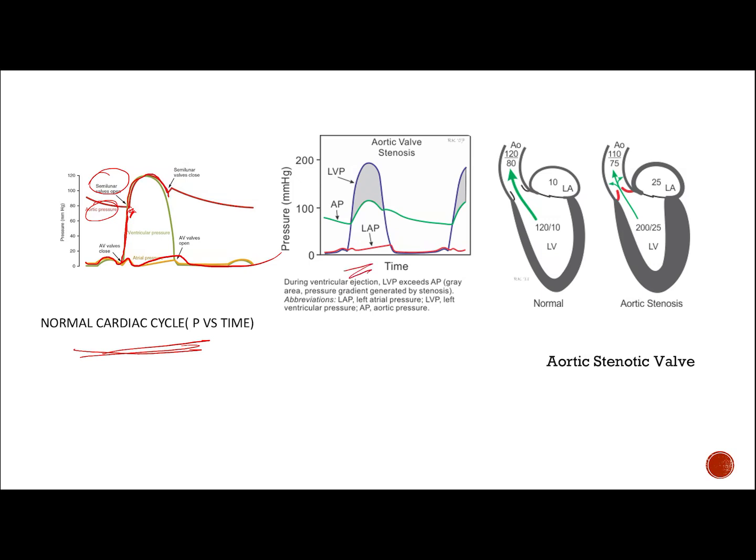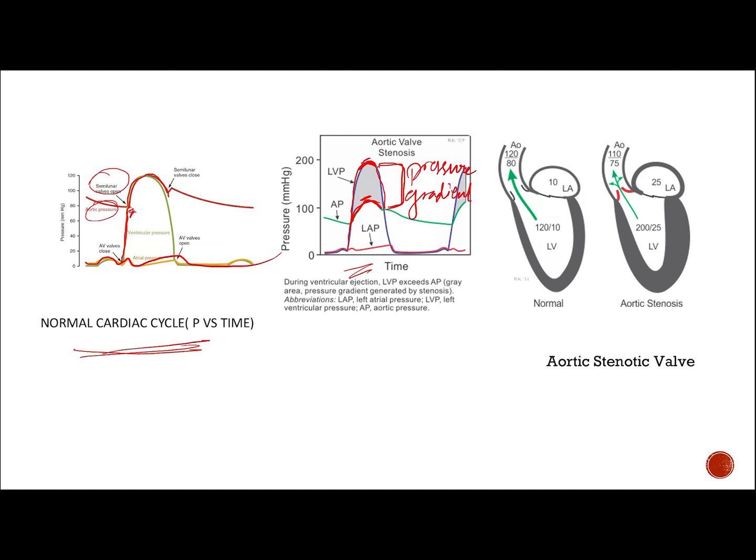But in aortic stenosis, as the ventricular pressure rises, the aortic pressure cannot rise as much as the ventricular pressure because the pressure is not transmitted into the aorta because of the stenosis. That means the ventricle will have a very high pressure, right? Here we can see very high pressure, and the aorta will have very low systolic pressure because the pressure cannot be transmitted from the ventricle into the aorta. That means there's a very big gap between the systolic pressure of the aorta and the ventricle, and this is known as a pressure gradient.